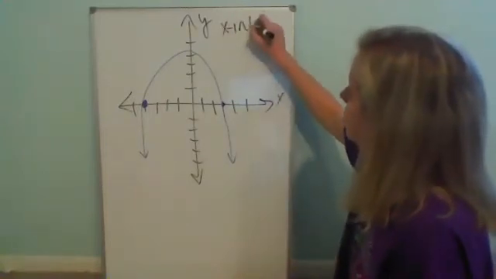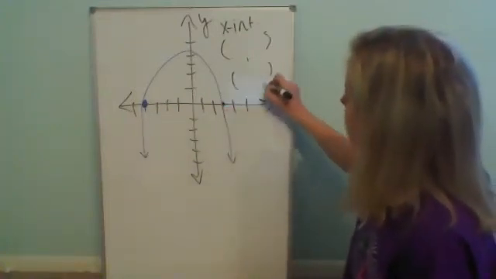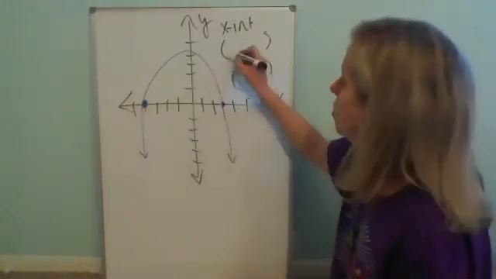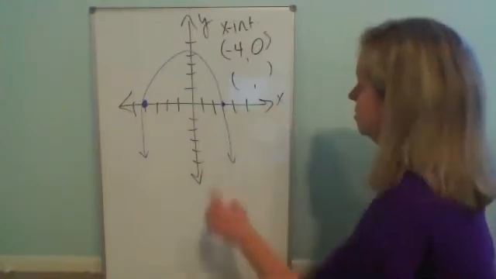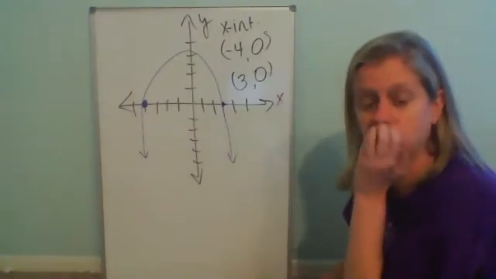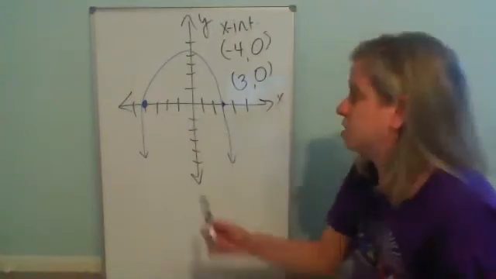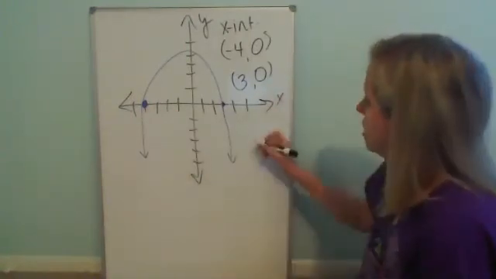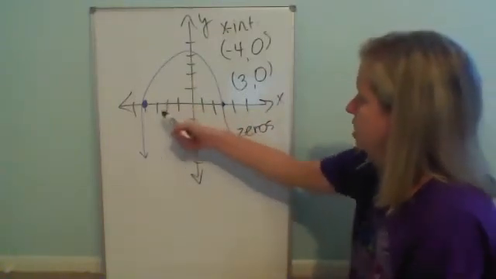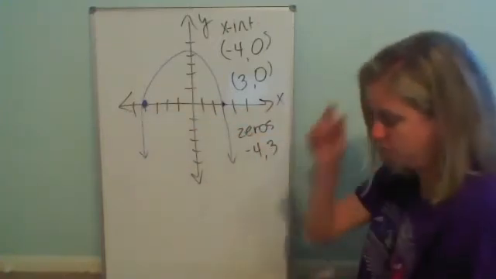So, x-intercepts. Let's see, there's 2 of them, right? Because it crosses the x-axis in 2 spots. So let's see, 1, 2, 3, 4. So this first one is at that -4, 0. 1, 2, 3. That one crosses at 3, 0. So those are the 2 x-intercepts, the points. Again, those are the ones that are in the ordered pair parentheses because they're talking about the physical points. But when you're talking about zeros, you're just talking about the x numbers of those. So the answer would just be -4 and 3 with no parentheses.